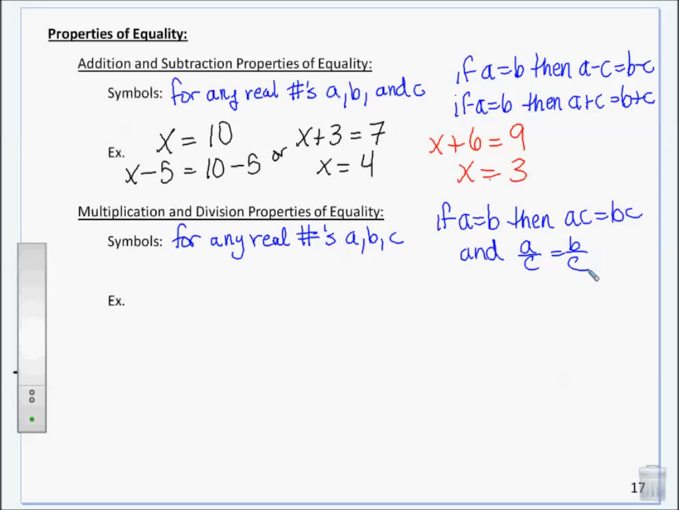What this says is, if I have two things and they're equal, and I multiply them by the same thing, they're still equal. Or if I divide them by the same thing, still equal. So for example, if x over 3 is equal to 2, and then I multiply both sides by 3, still equal. Or if 5x equals 15, and I divide both sides by 5, still equal.